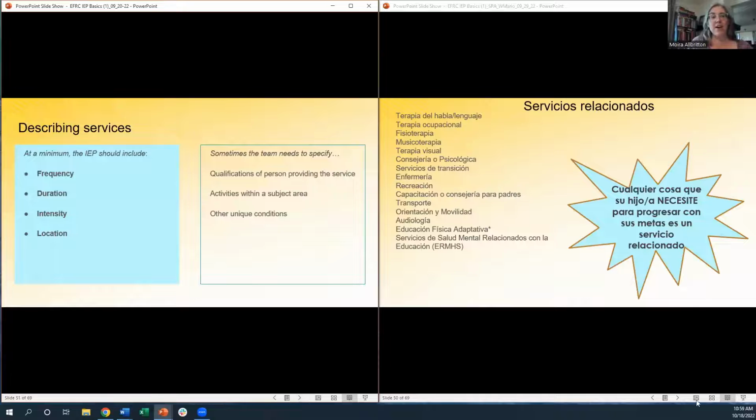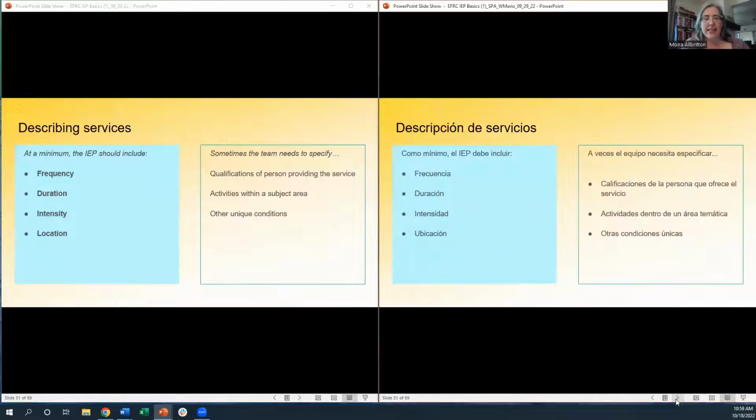And now we're going to talk about how we describe those services. We look at things called frequency, duration, location, and intensity. I'd say at a minimum the IEP should include these. The intensity is only required under Part C, which is early start services, but it's definitely something that assists the team in writing a clear IEP. And so what this means is, by frequency, we mean how often will the student receive the service? Duration just means for how long.